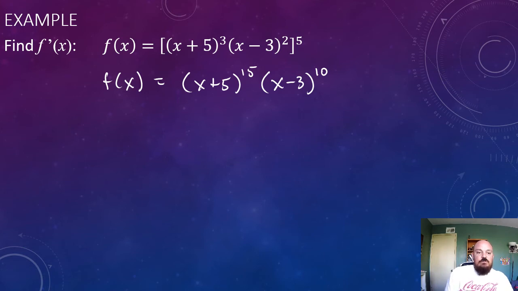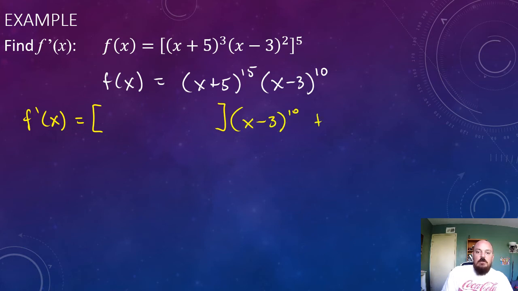Now that I've taken that extra step to make it a little bit easier, let's find f prime of x. And it's going to be the derivative of the first function. I'm going to leave a little extra space for that because that's going to be chain rule, times the second one, which is just x minus 3 to the 10th, plus the derivative of the second function, I'm going to leave a blank for that one again, times the first function, which is x plus 5 to the 15th.